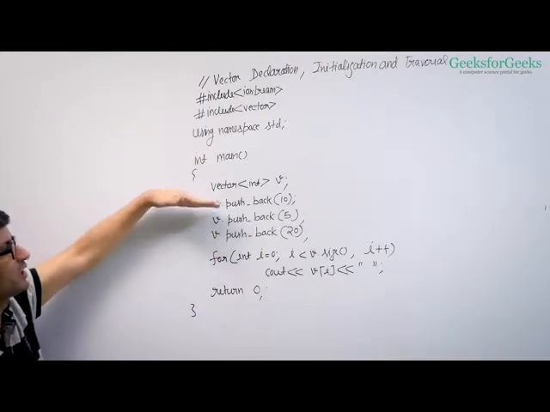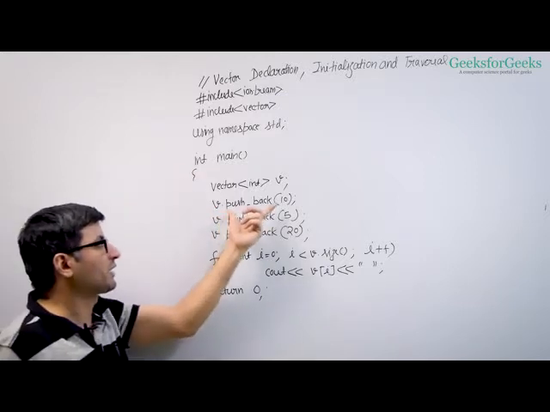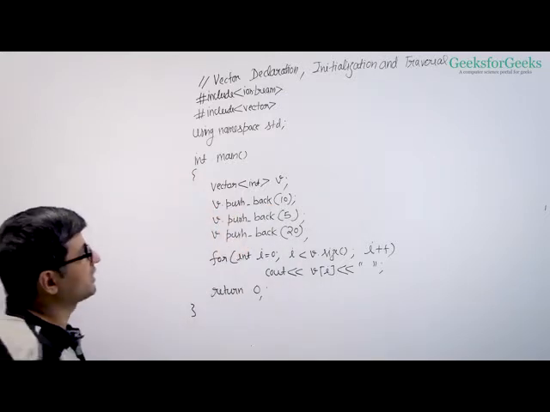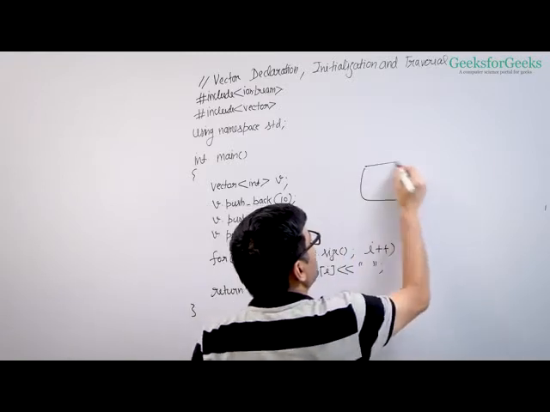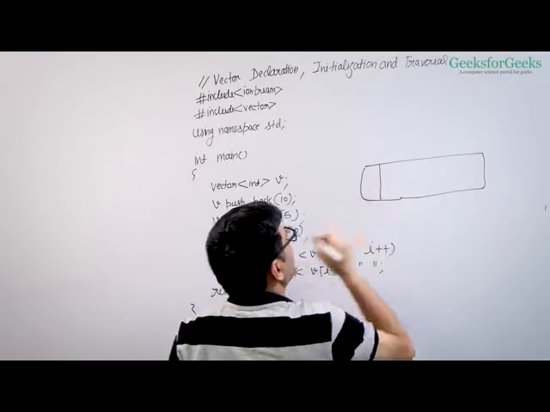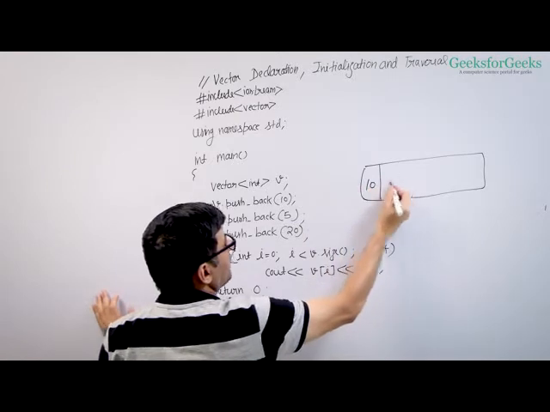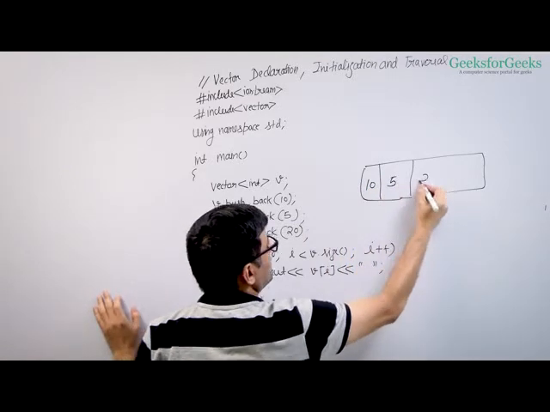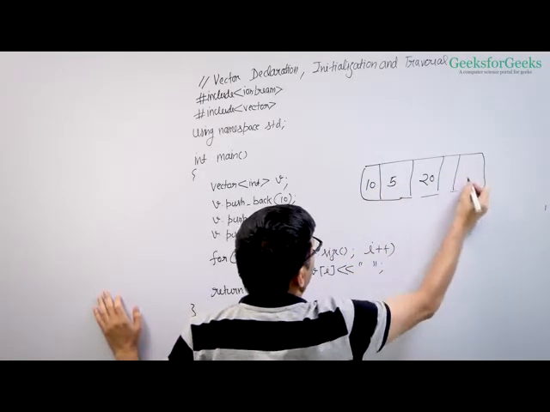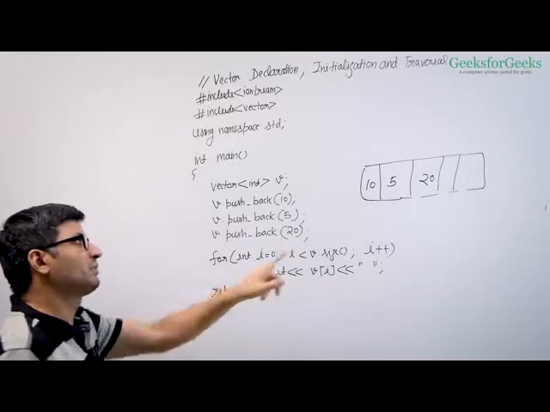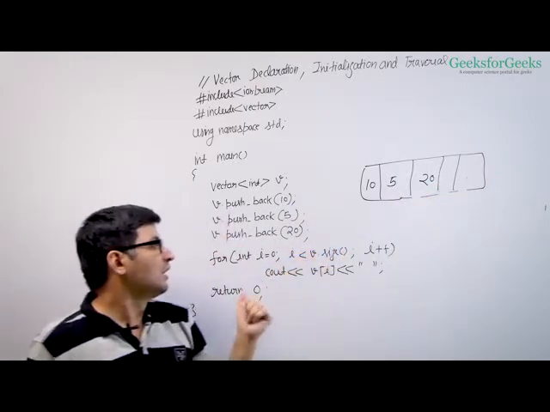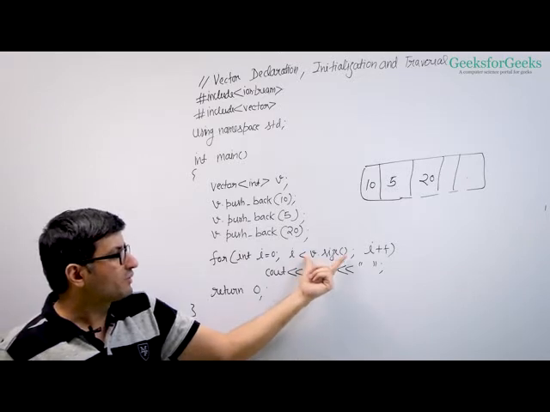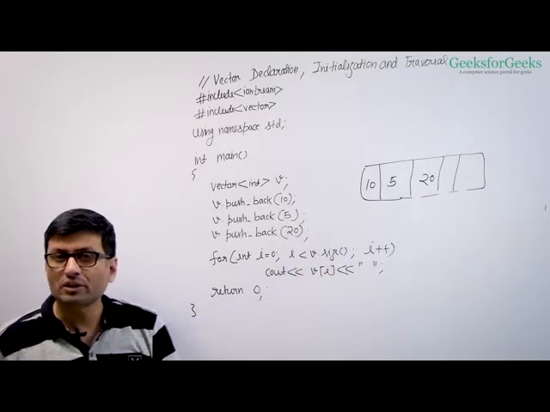After that, we insert the elements using the push_back function. How does the push_back function work? Initially your vector is empty, then 10 is pushed, then 5 is pushed. So push_back function inserts at the end, right? So if you do one more push_back, that element will come here. We've already talked about the v.size function that is used to get the size of the vector.